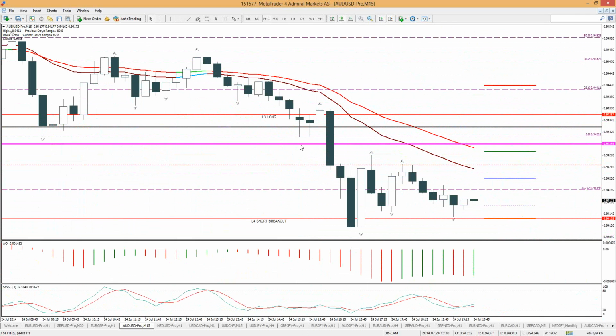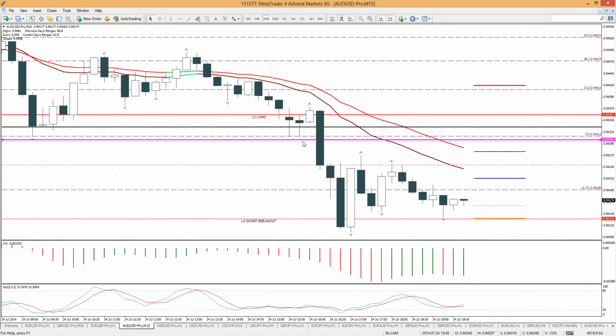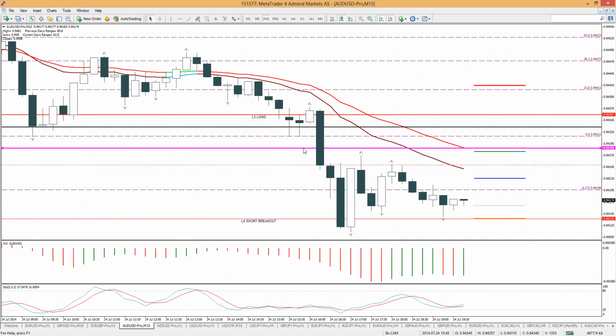Or you can take a pending order a few pips below it. That's another way of doing it.